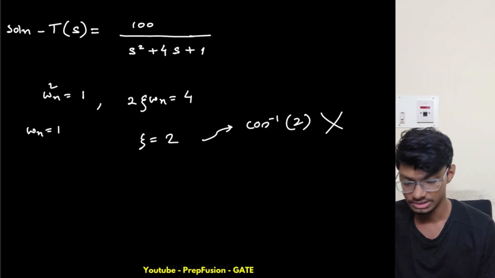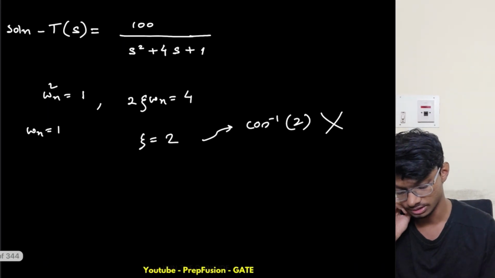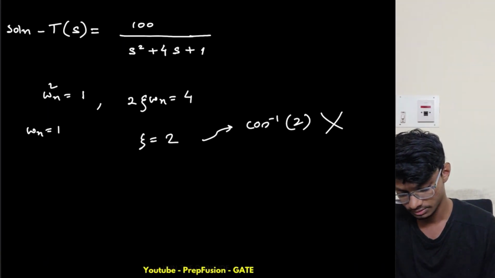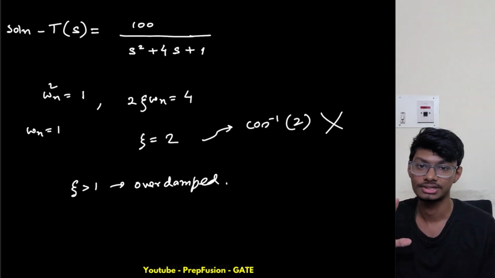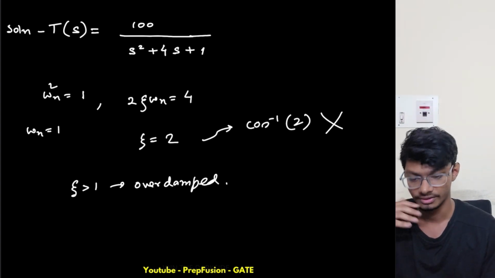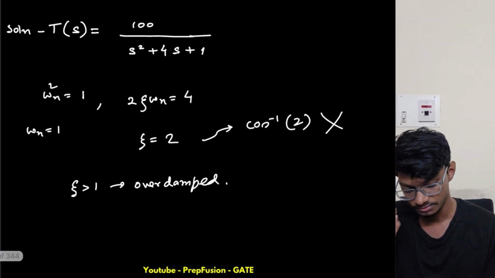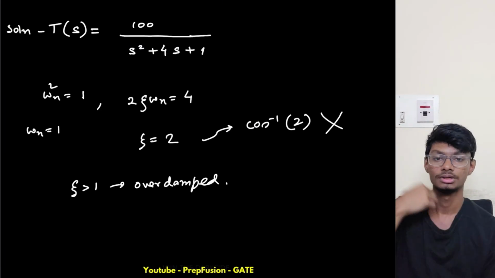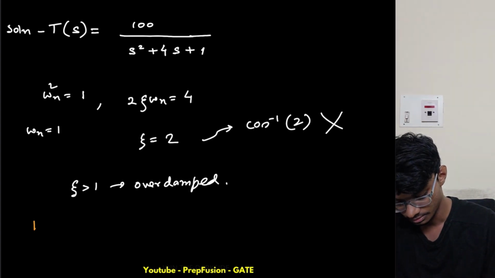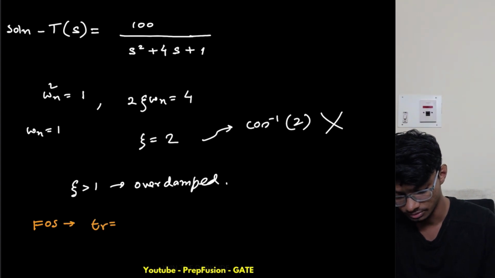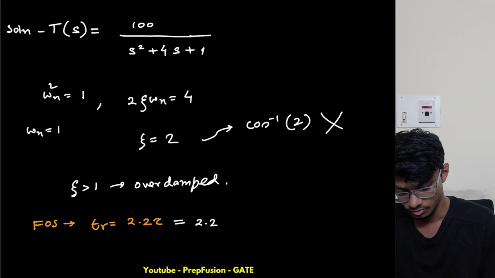The issue is that this is an overdamped system, right? Zeta is more than 1. Overdamped system. And what is the rise time for an overdamped system? Basically, the rise time for an overdamped system is different. It is simply similar to the first order system. For the first order system, my rise time TR was equal to 2.2 tau, right? TR was equal to 2.2 times tau.